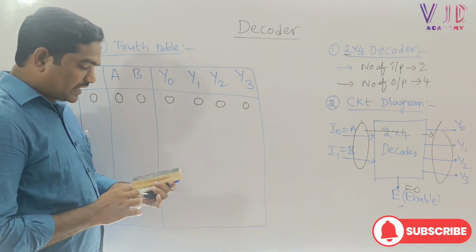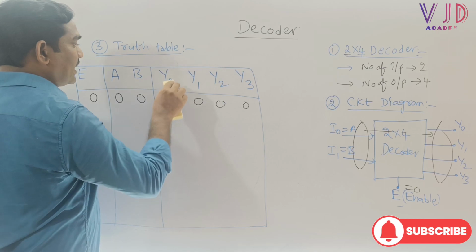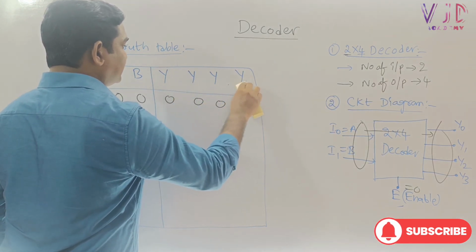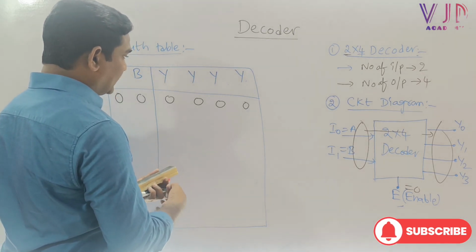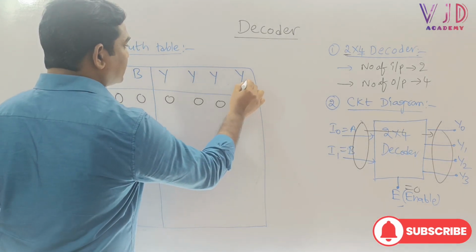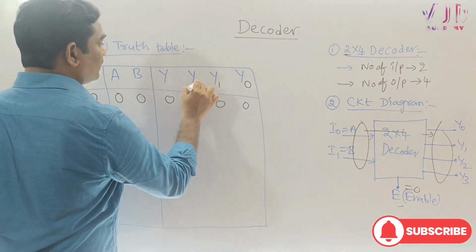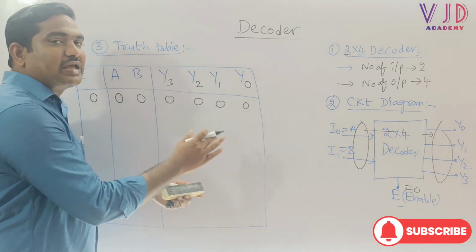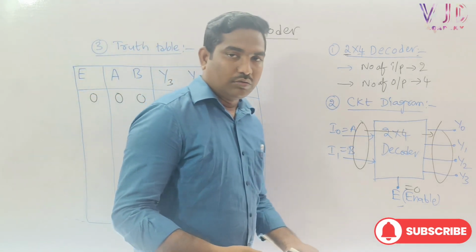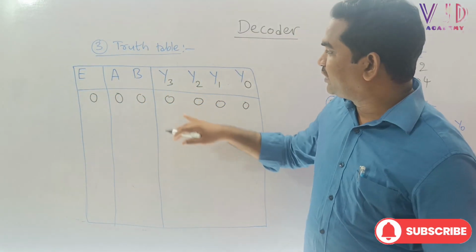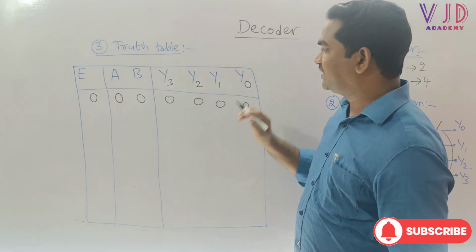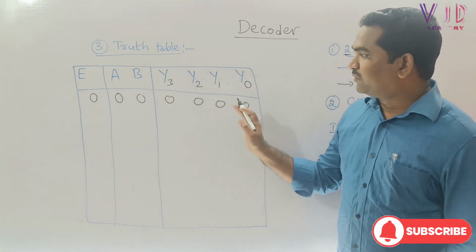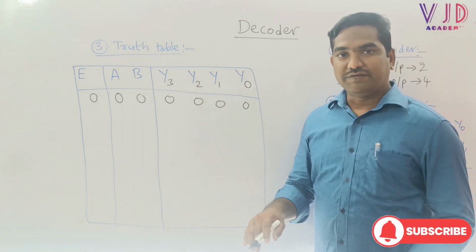Sir, but for better understanding, I want to write the truth table like this. For better understanding's sake, I want to write it as Y0, Y1, Y2, Y3. Why, sir, are you writing like this? This is exactly opposite to what I wrote for the encoder. In the encoder we took Y0, Y1, Y2, Y3, and here I am taking exactly the opposite for better understanding.